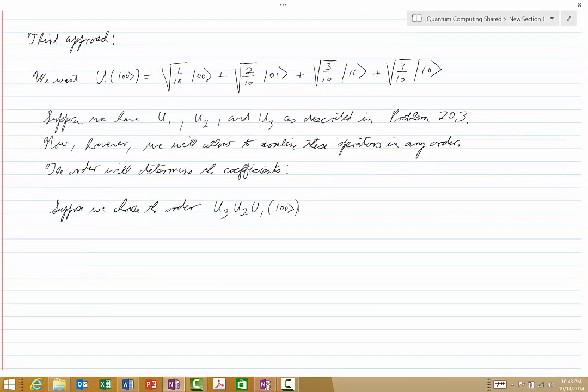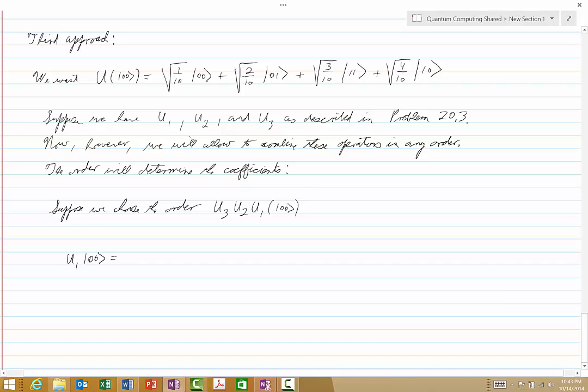So we're going to apply U1 first. Okay, U1 of 0, 0. Now, the way that we'll look at this is the following. Remember that U1 of 0, 0 is equal to A 0, 0 plus B 0, 1. Now, what I'm interested in is that 0, 1 part. I'm not interested in the 0, 0 part right now. I'm interested in the 0, 1 part. And why am I interested in that?